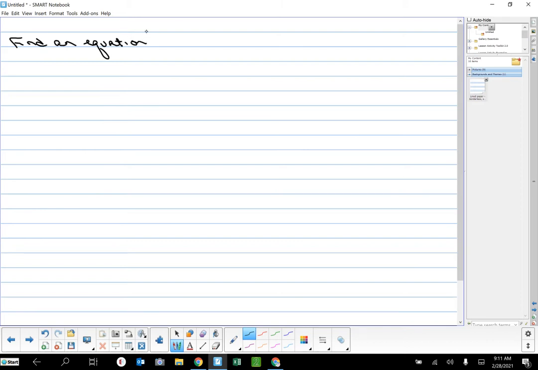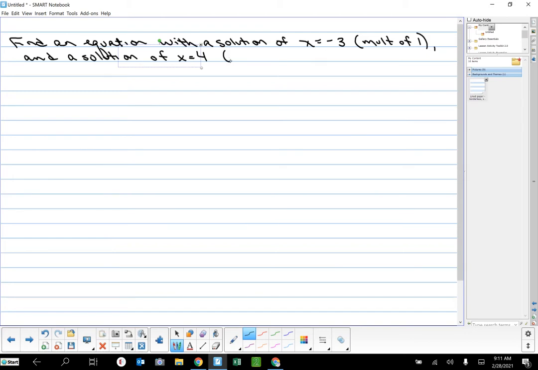Find an equation with a solution of x equals -3, and it has a multiplicity of 1. That means it happens only one time. And a solution of x equals 4 with a multiplicity of 2. Okay, and that's all it says. And it says write your answer in standard form.